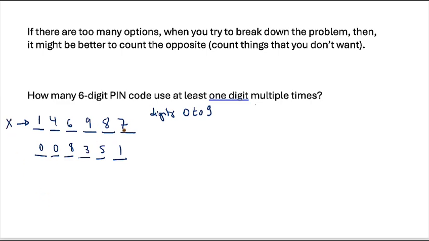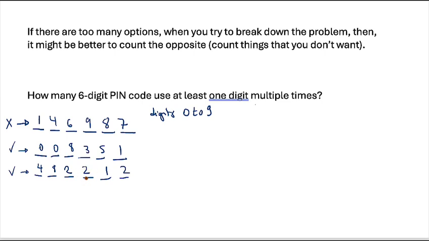So this one is not what I'm talking about. Although it's a valid 6-digit pin, I want to know how many pins are, for example, this way. It could be 0, 0 because I'm repeating the number 0 once. It could be 0, 0, 8, 3, 5, 1. This is something that I would be counting, but it also could be, let's say, 2, 2, 2, 1, 8, 4, okay? This is also something of interest because I repeat one digit twice, at least multiple times, right? At least one digit multiple times.